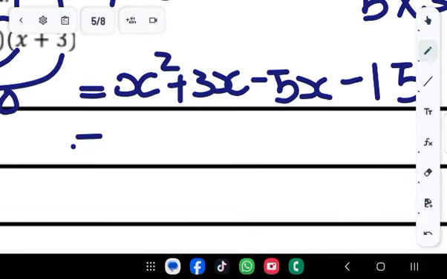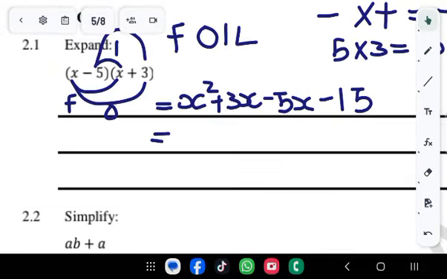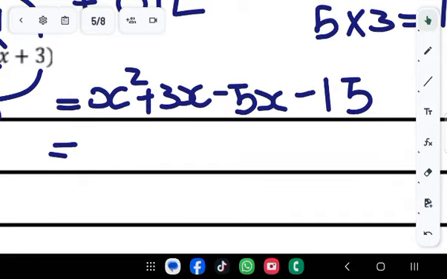Now we're not finished. What we need to do now is we add like terms. Like terms are those that look alike in many ways. Okay, this one, if we call this a horse, then we will have to call this a donkey, right? And then this will be another donkey, and this will be a goat. So we've got one horse, two donkeys, and one goat.